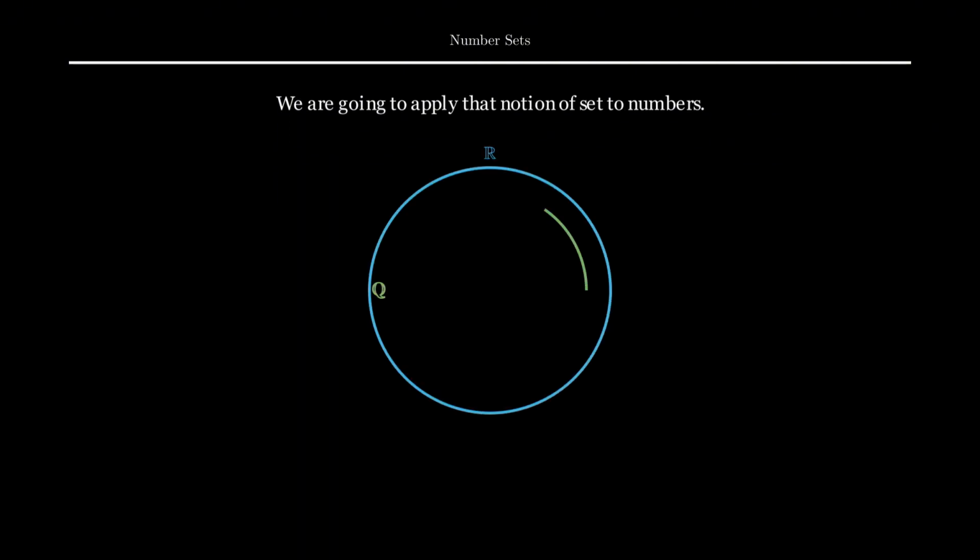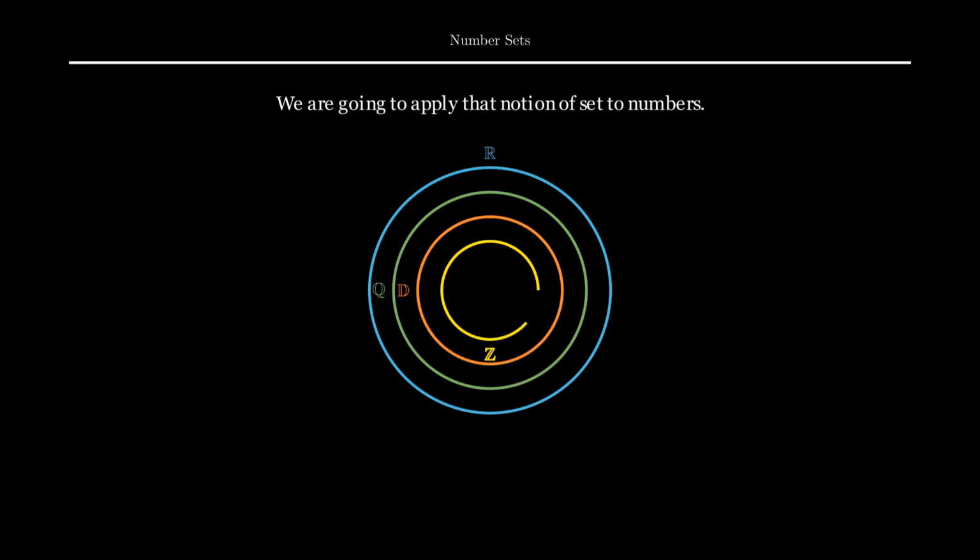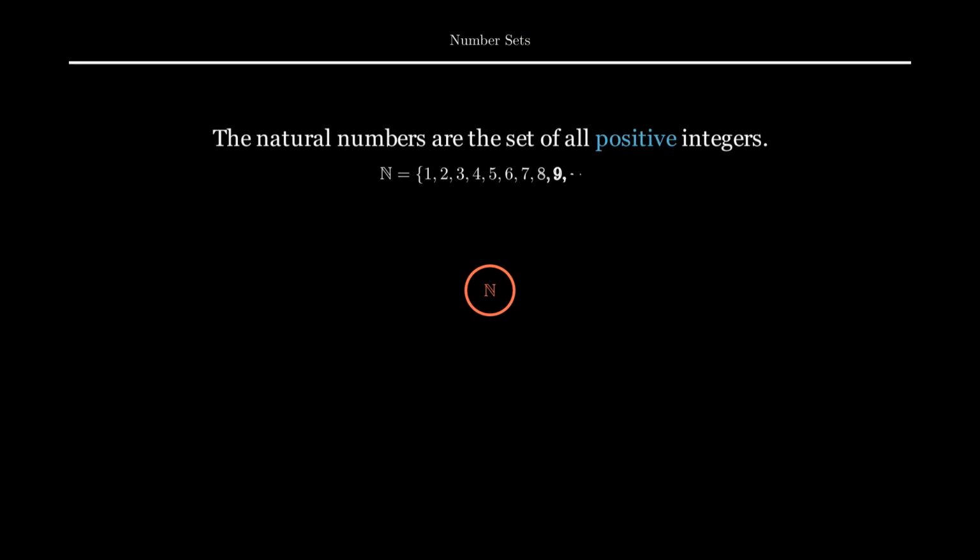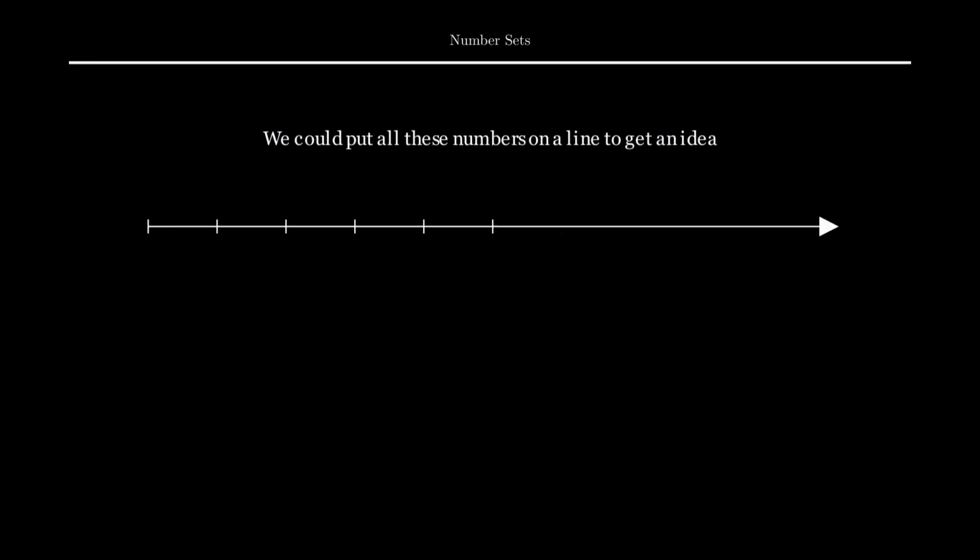So as we finish with operations, let's get into the most important subject of that video. Number sets. We are going to apply that notion of set to numbers. They are classified within these circles, R, Q, D, Z, and N. The smallest circle represents the natural set. The natural set contains all the positive integers, like 1, 2, 3, 4, 5, 6, until infinity. We could put all these numbers on a line to get an idea of how they organize.